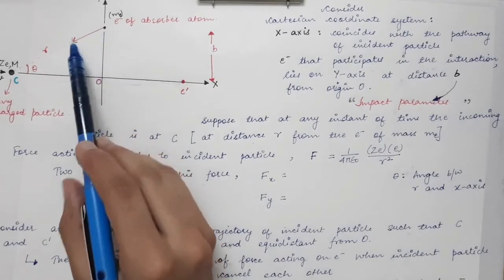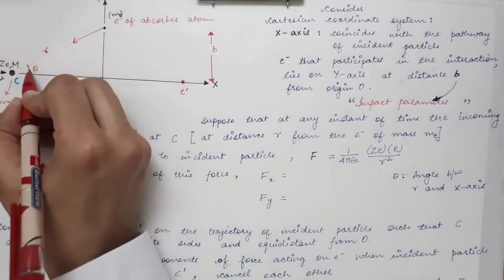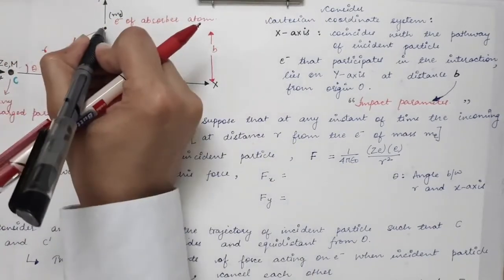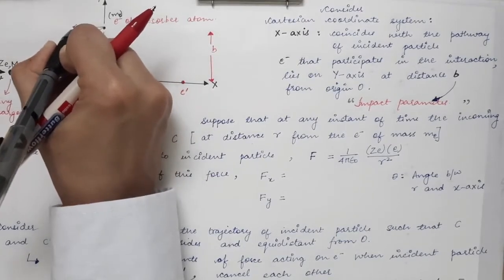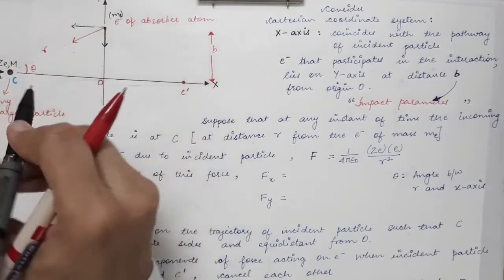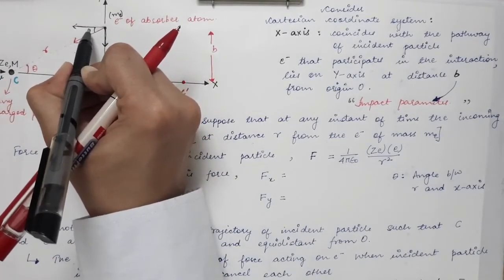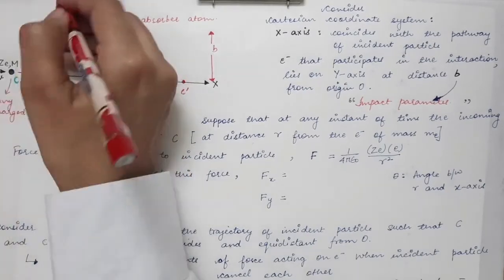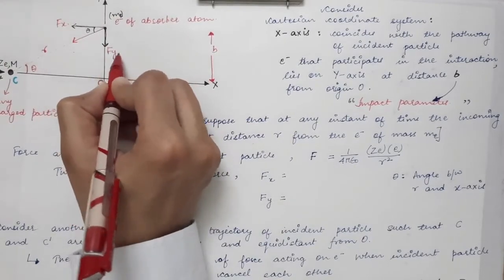Now this force can be divided into components. So this is the force, and this angle is theta. The horizontal component will be along this direction, and the vertical component will be along this direction. If this angle is theta, then this angle will also be equal to theta. So this will be the x component of the force, and this will be the y component of the force.